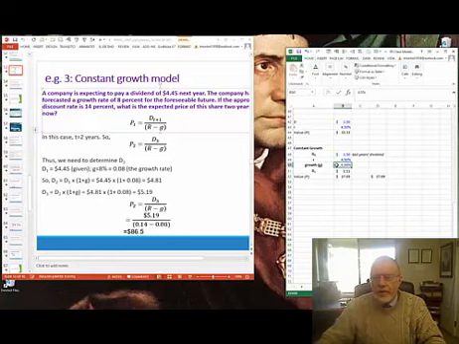Hit enter there. That is formatted into the percentage format, and out it comes as my numbers. Okay, that's constant growth.